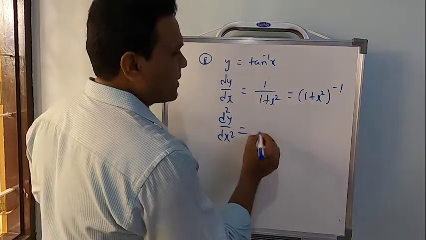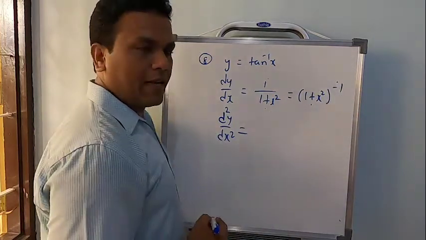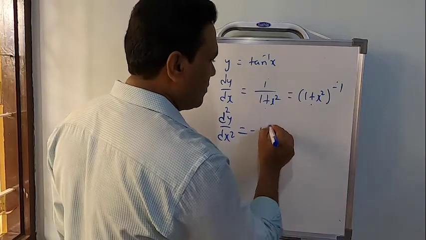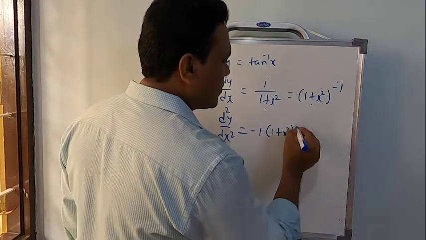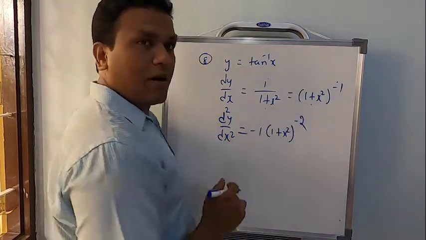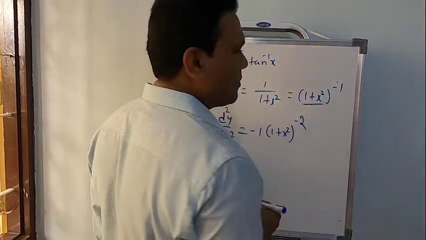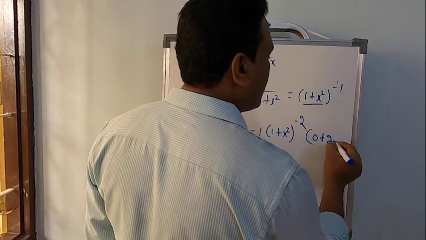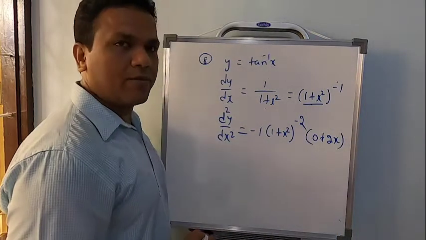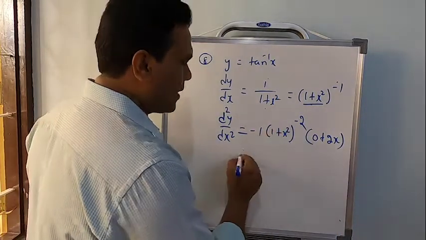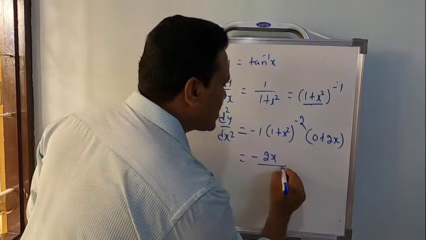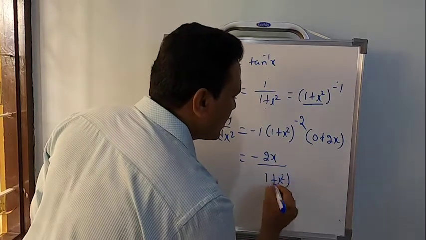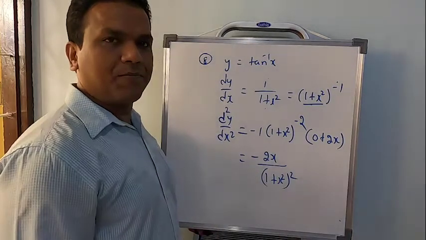d square y by dx square, it's in the form of x to the power n, so minus 1 multiplied by 1 plus x square, n into x power n minus 1, that is multiplied by differentiation of 1 plus x square. Differentiation of 1 plus x square will be 0 plus 2x. So just bring this to the denominator: minus 2x by 1 plus x square the whole square.